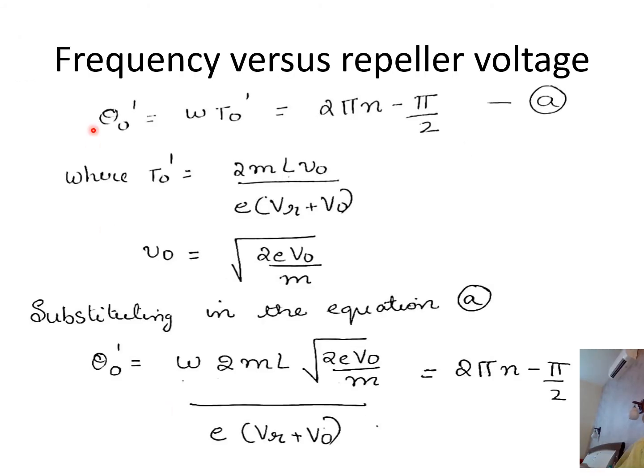Now we come to another characteristic, that is frequency versus repeller voltage. That is how the repeller voltage and frequency depend on each other. We know the expression for the transit angle θ0' as ω times T0', which is equal to 2πn minus π/2. We are going to make slight modifications to this equation. Instead of T0', which is the round trip DC transit time for the center bunch of electrons, we have already seen the equation, and here instead of v0 we can substitute root of 2eV0 by m. When I make such a substitution, I get the equation for θ0' as shown here.